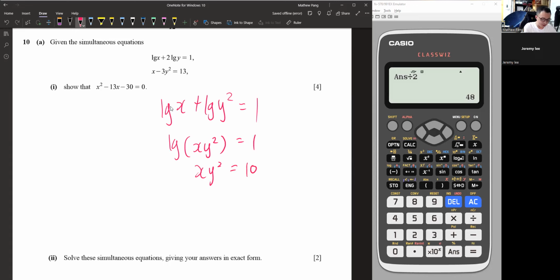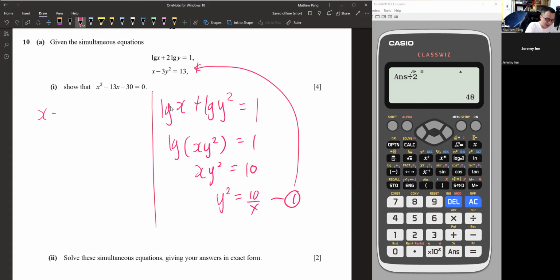All right, this one is substitution. I make y squared the subject. This is the first equation. Then I sub this one back into this original equation here. So x minus 3y squared, where y squared is 10 over x, equals 13.